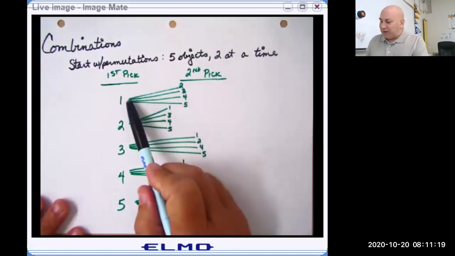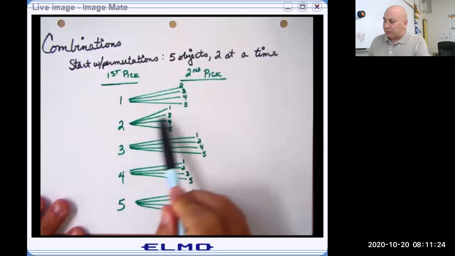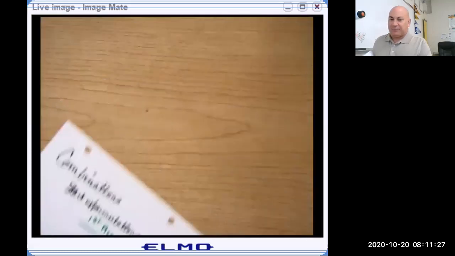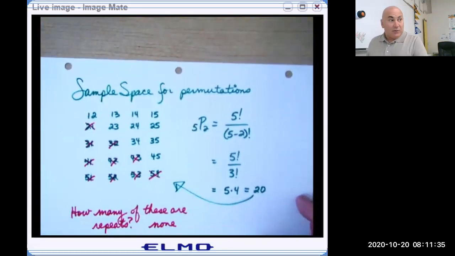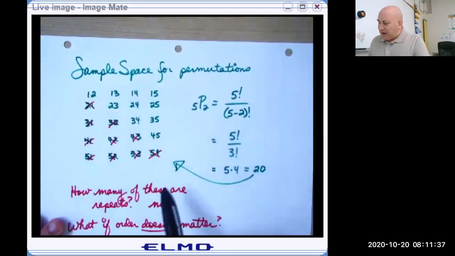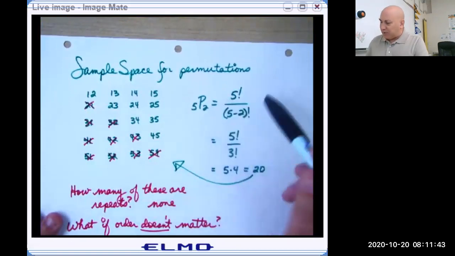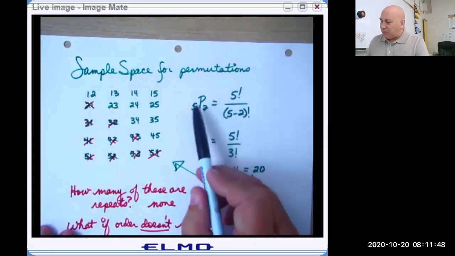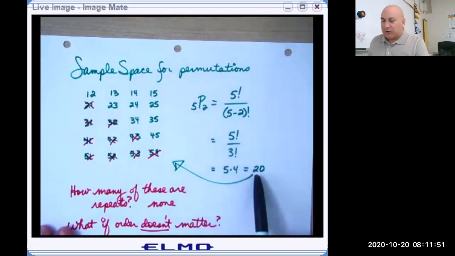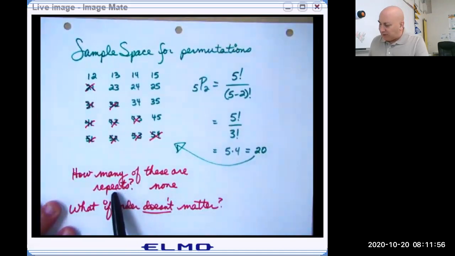So my sample space would be 1, 2, 1, 3, 1, 4, 1, 5. 2, 1, 2, 3, 2, 4, 2, 5, etc. So here's my sample space. Now what I want to do is, well, first off, I'm going to calculate the number of permutations. You can see that by writing them, it's 4 times 5 is 20. Number of permutations of 5 objects taken 2 at a time is 20. So that's correct. But how many repeats are there?